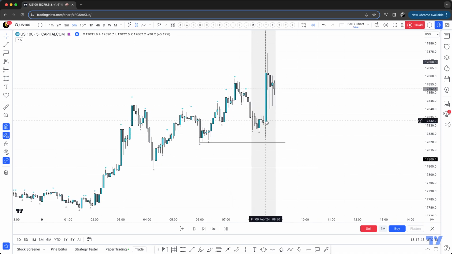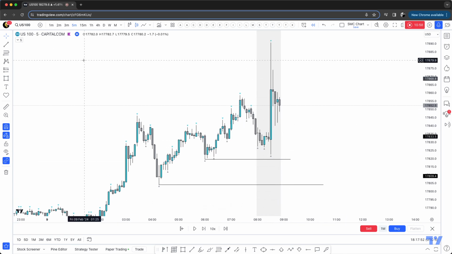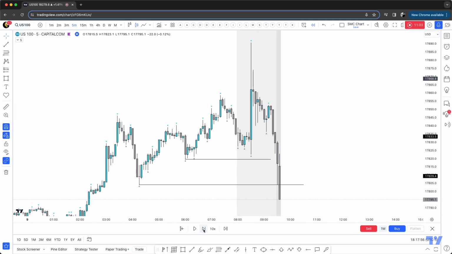Looks like we had some news, 8:30 right here. This is the 8:30 opening, so most likely something happened right here. We're having some sort of news at that hour. Remember, this is Nasdaq, and I'm on the 5-minute time frame. So let's see what's going to happen after that.